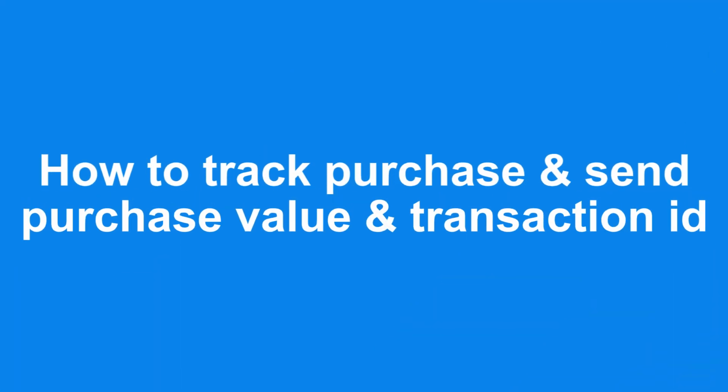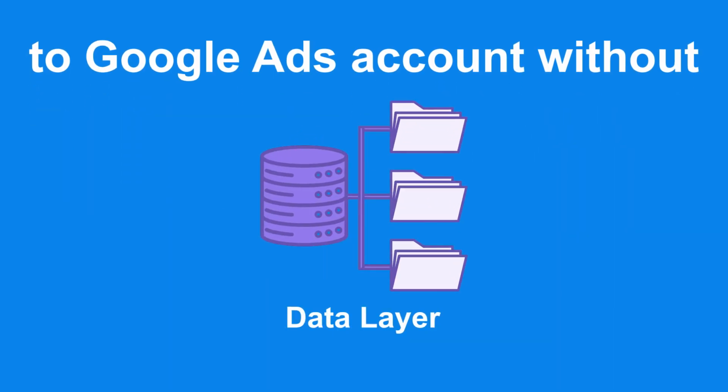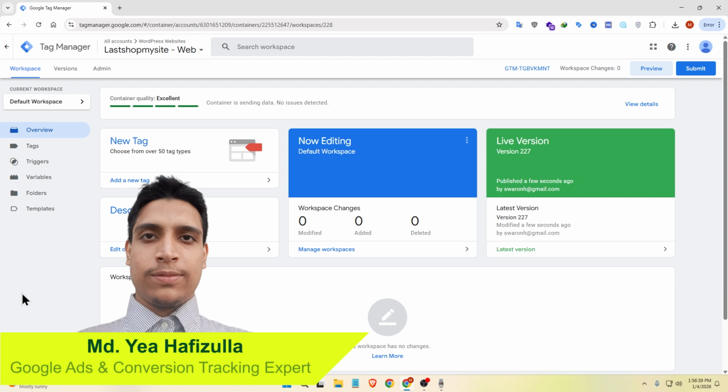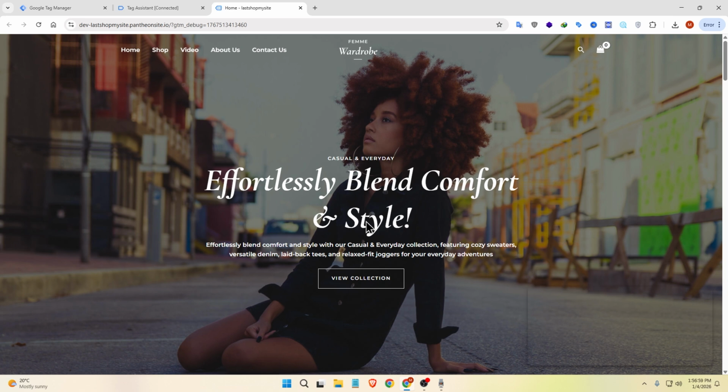Hello everyone, in this video we're going to learn how to track purchase and send purchase value and transaction ID to Google Ads account without enabling data layer. To do that, first we have to preview our site here and make a purchase. Okay, so I'm clicking on preview. As you can see, this is our website.